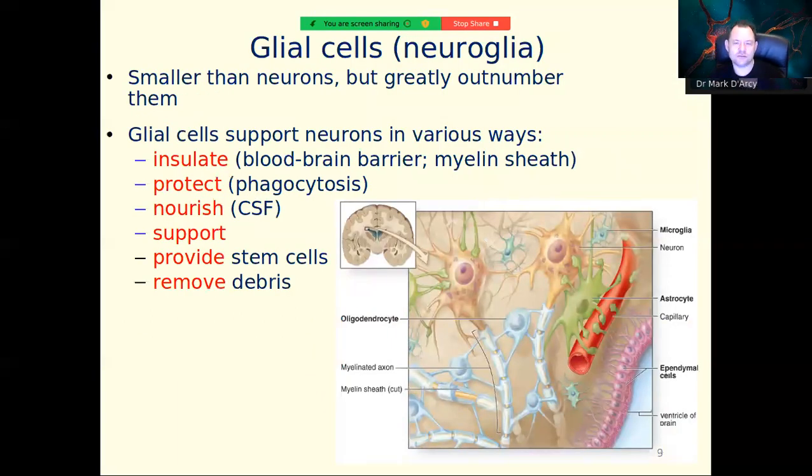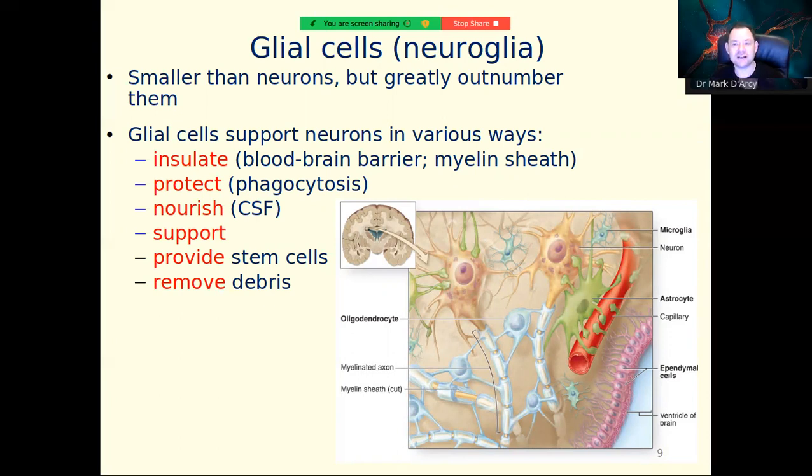Now, we have many neurons in our central and peripheral nervous system, but we also have a special type of cell known as neuroglia or glial cells. These have a similar origin to neurons, but they're not quite neurons. They help the neurons to perform their functions. That's their purpose. So they're smaller than neurons, but greatly outnumber them.